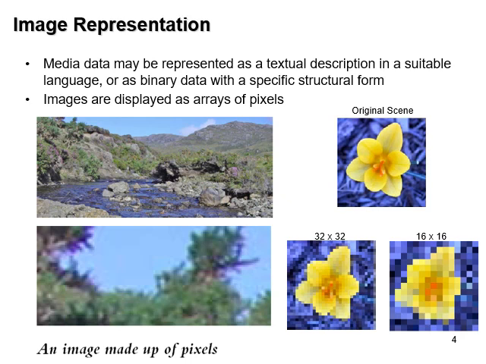Now what we are going to do is see each type of media, image, video, audio, and text, and how we can represent each of them in digital format. What are the different ways of representing these types of media? Media data may be represented as a textual description in a suitable language, or as binary data with a specific structure form. So let's see an example of this.